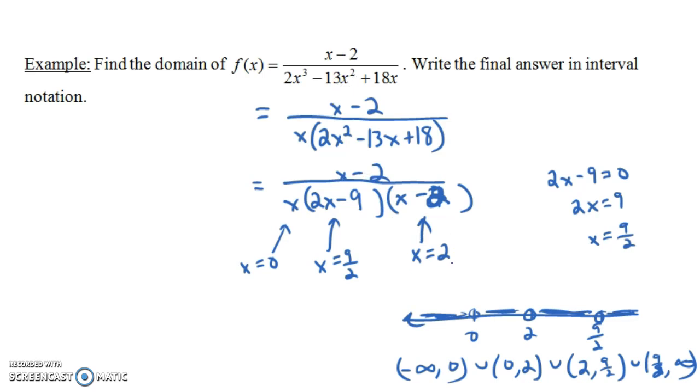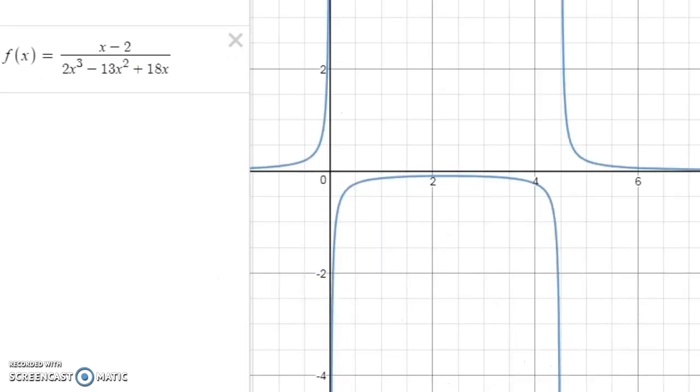So at x equals 2, the function is not going to be defined, so it's excluded from the domain, but the graph is going to be a little more interesting at x equals 2 than at the other ones. Because at x equals 0 and x equals 9 halves, we're going to have vertical asymptotes, whereas at x equals 2, our graph will have a hole in it. And here's the graph of that function. Notice that x equals 0 and x equals 9 halves, or 4.5. We have these vertical asymptotes. But at 2, we don't have a vertical asymptote.